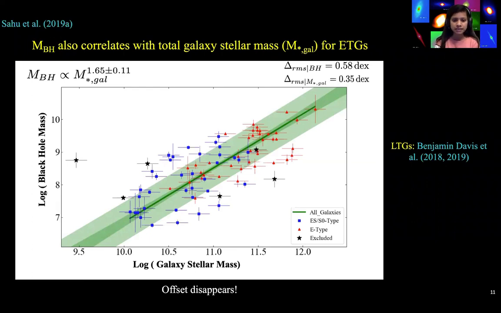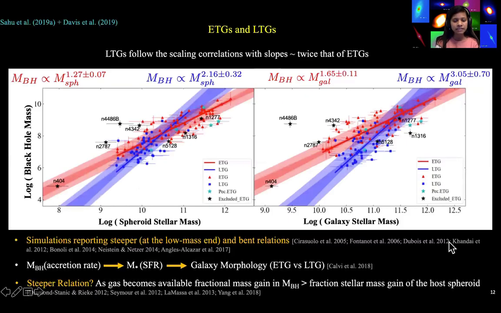Similar to early type galaxies, for late type galaxies as well, we found strong correlation between black hole mass and bulge mass, and between black hole mass and the galaxy mass. And when we compare the early type galaxies and late type galaxies, for instance, on the diagrams shown here, on the left hand side, I'm showing black hole mass against the bulge mass.